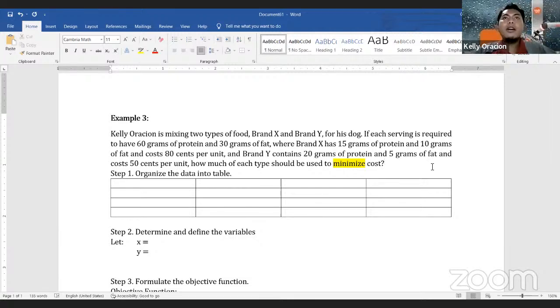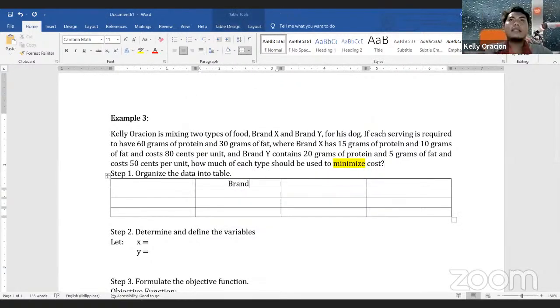Okay, so let's start, no? This is for brand X and this is for brand Y. And this is the cost. Again, that is the cost. This is for the protein. Let's start with the protein. Then this is for the fat.